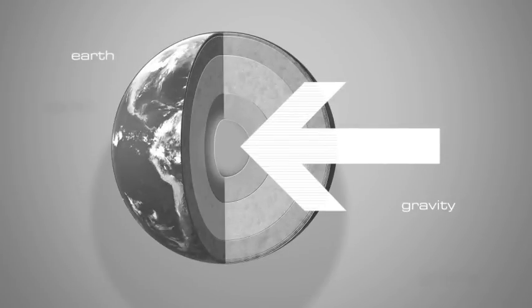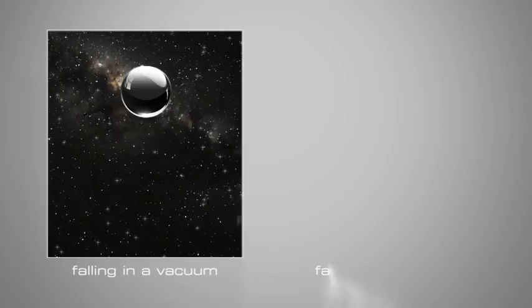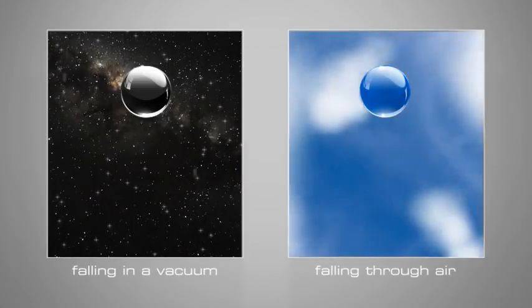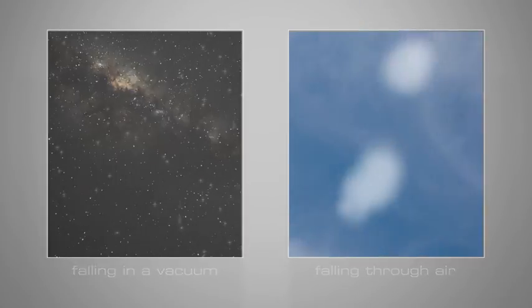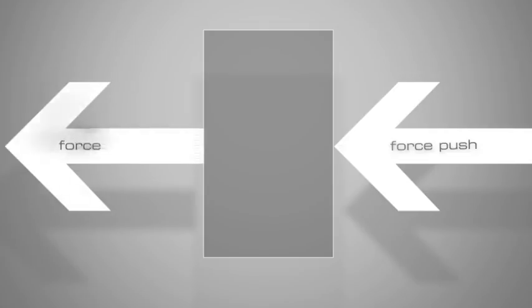In this video, we'll be looking at forces, specifically gravity, and how it affects an object. We will look at an object falling in a vacuum with no air resistance, and then how it affects an object falling through air. A force is defined as any influence that tends to accelerate a mass, or an object. For our discussion, a push or a pull.